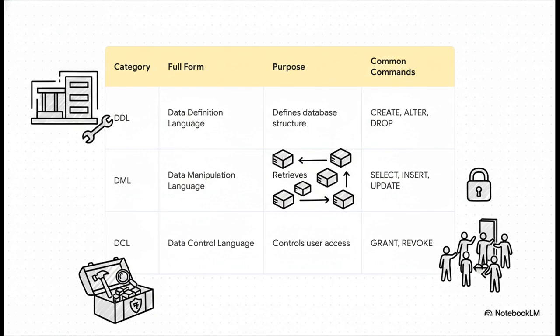Then you've got DML, Data Manipulation Language. Now this is the one you'll probably use the most. It's for working with the data inside those structures, retrieving it, changing it, adding more. And finally, there's DCL, the Data Control Language. This is your security guard, basically. It's all about controlling who can see what and who can do what with the data.